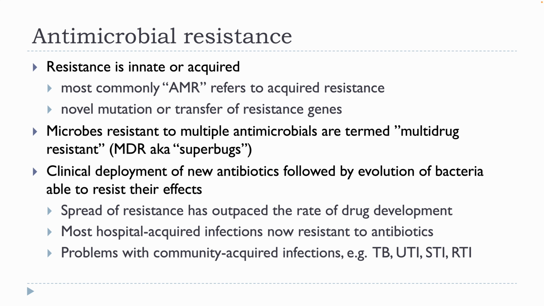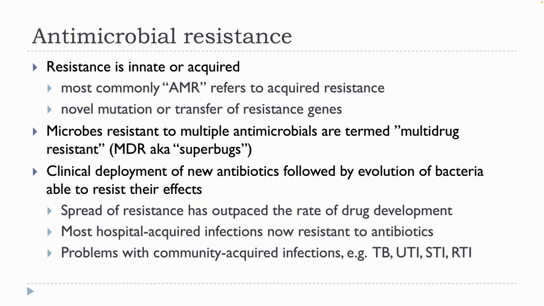Coming back to what I said earlier, where resistance is innate or acquired. When we talk about AMR, we typically talk about acquired resistance. So E. coli, for example, will always be resistant to benzyl penicillin, but that's just the way that is as an organism. That's not what we're so concerned about. What we're concerned about is when an organism like E. coli becomes resistant to amoxicillin by acquired resistance. And as I mentioned, you can have a new mutation in the chromosome of the organism, or you can have transfer of resistance genes. And I mentioned before, we have this idea of multi-drug resistance, of MDR organisms or superbugs.